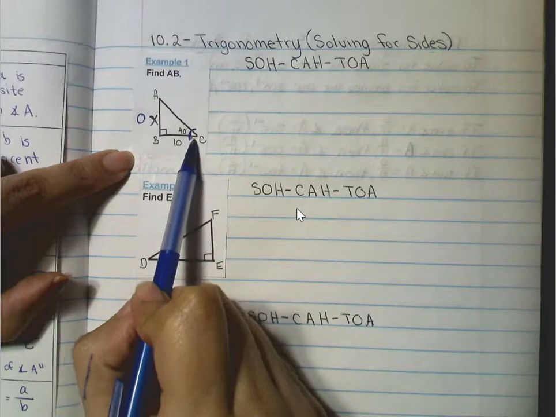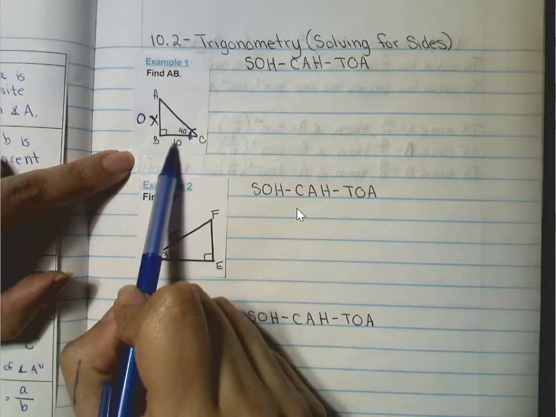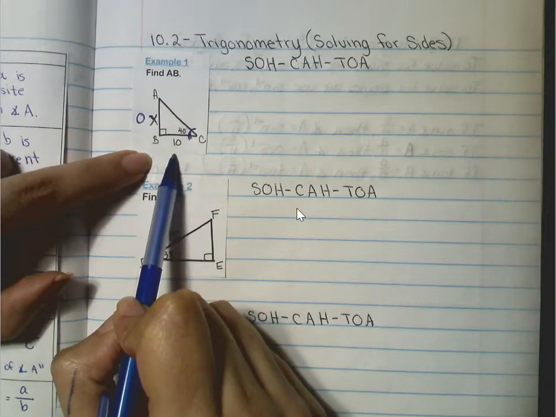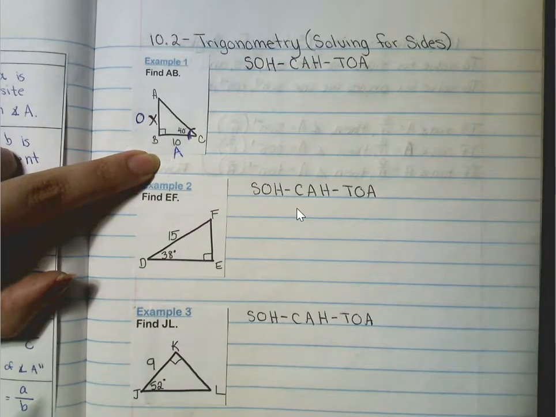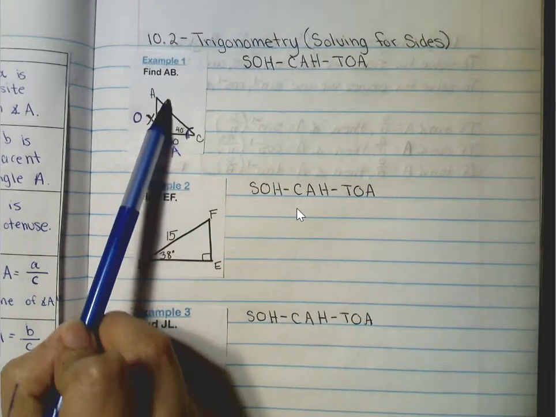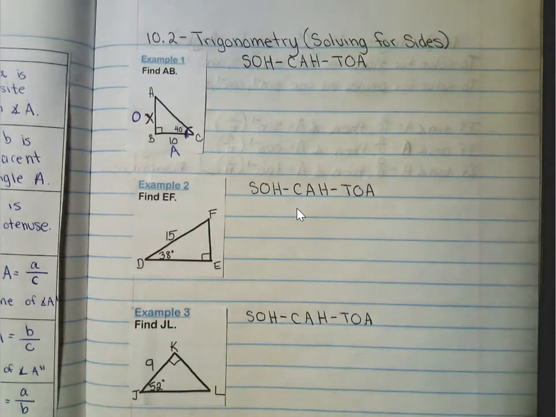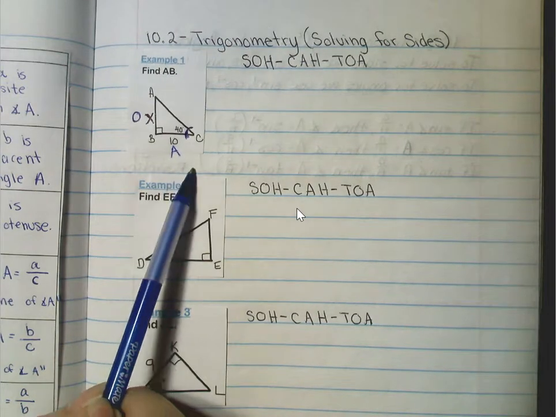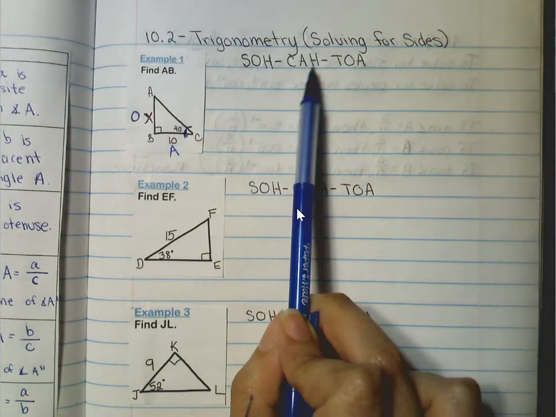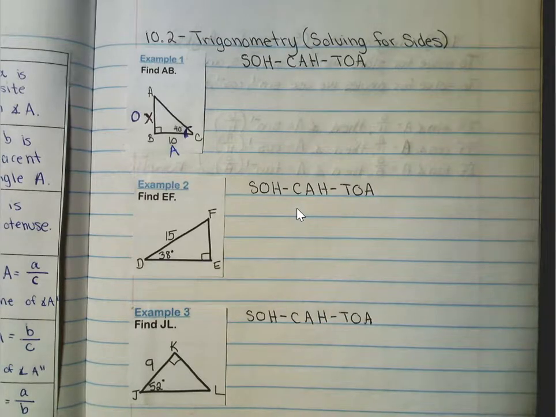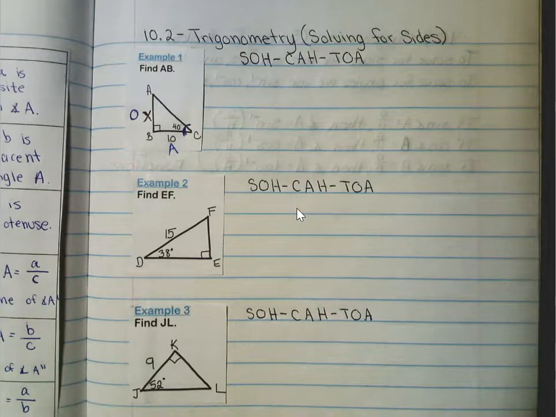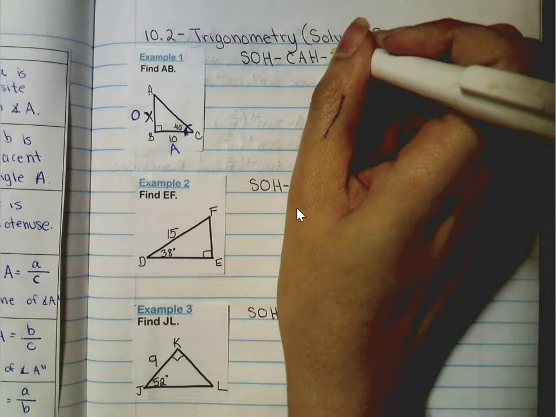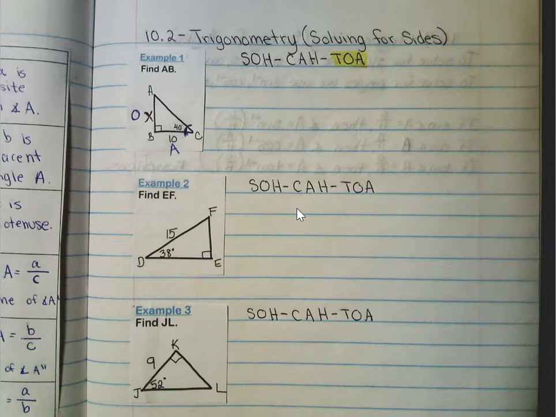The 10 is right next to angle C, so that would be my adjacent side. I'm going to label that 10 with an A for adjacent. They don't give me anything for the hypotenuse, so I'm not going to label that. I just need O and A. Now I'm going to look at my three functions. The one that has O and A is this last one, TOA. So I'm using the function tangent to solve this problem.